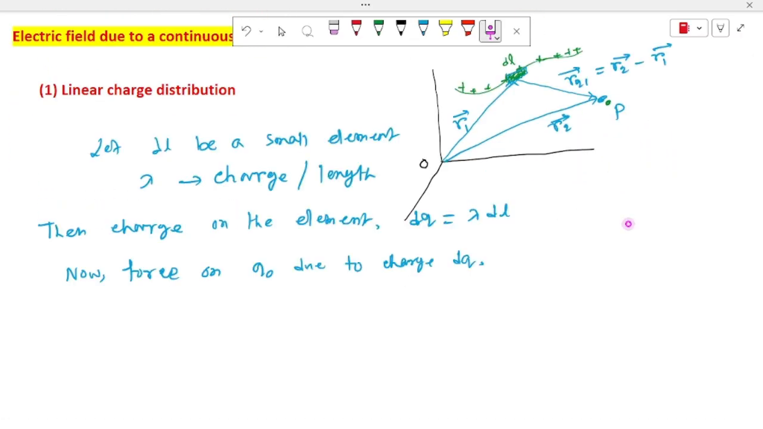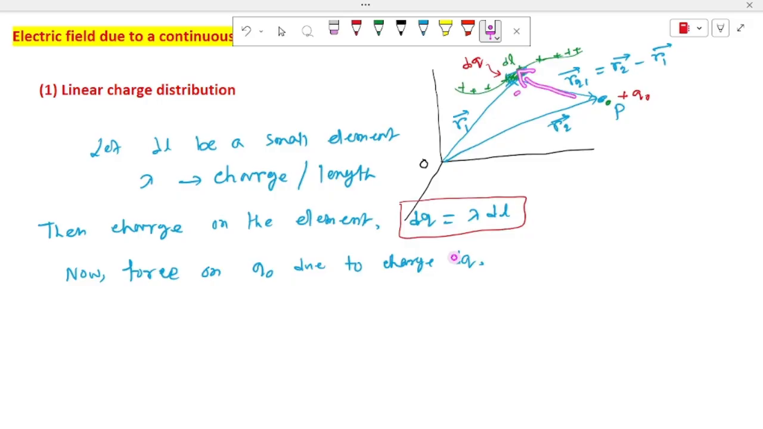So let dl be the small element. This small element is dl, where lambda is charge per length. Then the charge on the small element, dq, is equal to lambda dl, because lambda is the charge per length. So dq is lambda dl. Now the force on the test charge. Here we consider test charge plus q naught. So the force on the test charge plus q naught due to the charge dq.